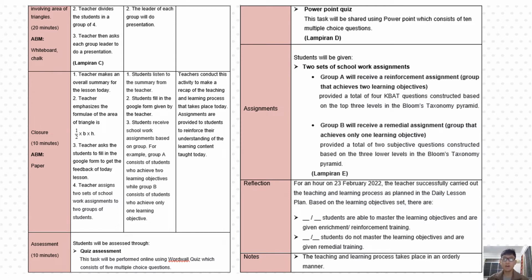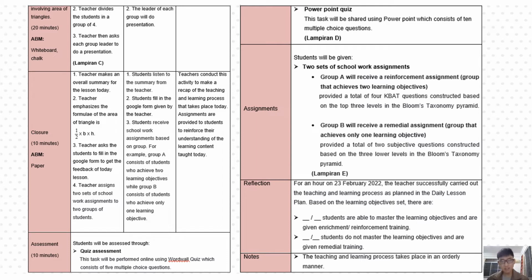Okay, now after the assessment, let's move on to the assignment. For the assignment, students will be given 2 sets of schoolwork assignment. Group A will receive a reinforcement assignment, for the group that achieved 2 learning objectives. For Group A, I have provided a total of 4 questions constructed based on the top 3 levels in the Bloom's taxonomy pyramid.